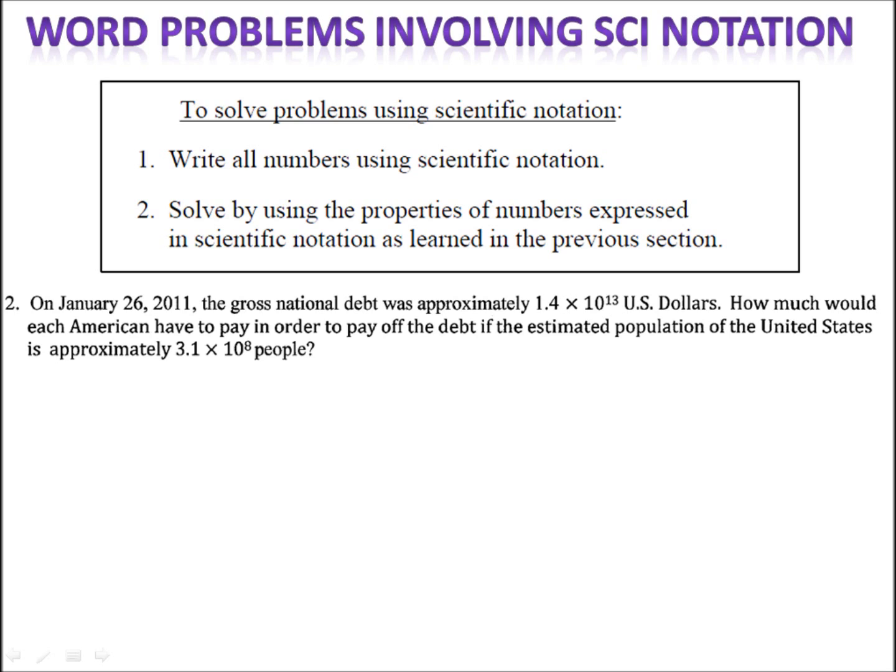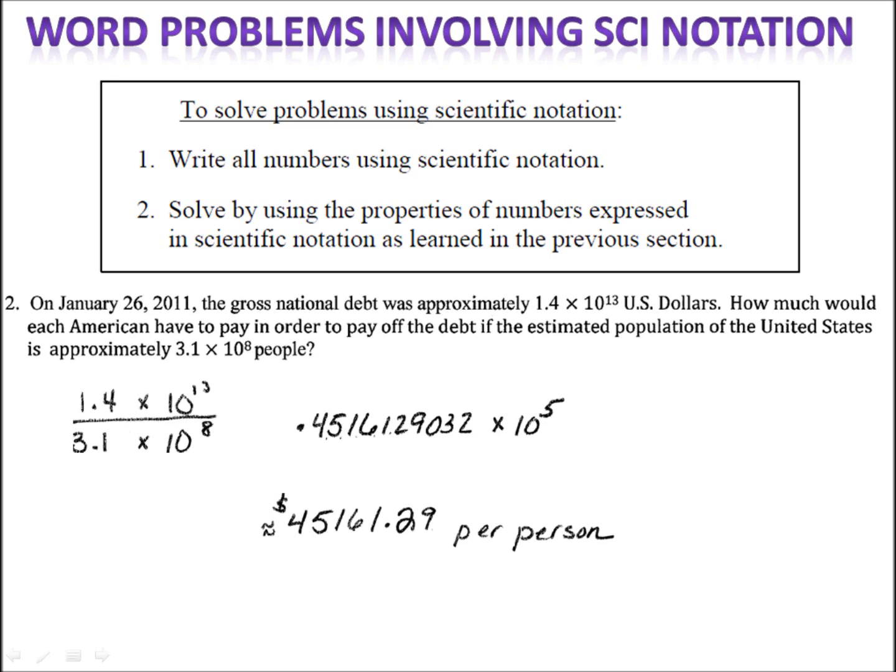Well, we're going to divide the total amount of debt by the total number of people, to see how much each person would have to pay. 1.4 times 10 to the 13 divided by 3.1 times 10 to the 8th. That gives me 0.4516129032 times 10 to the 5th. Let's write that in normal notation. About $45,161 is the amount that each person in our country would have to pay in order to pay off the debt. Now, this was a couple of years ago. It's probably much more now.